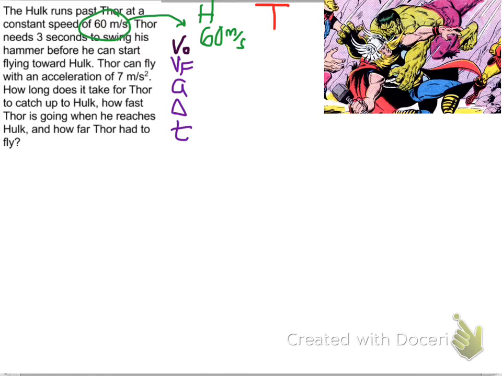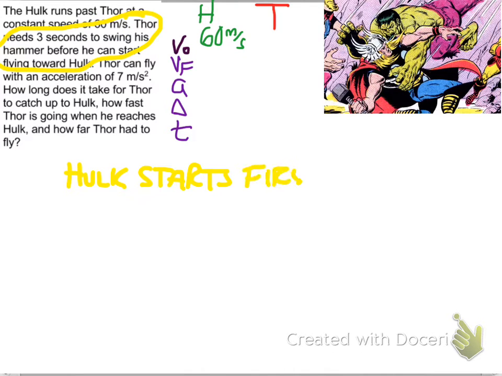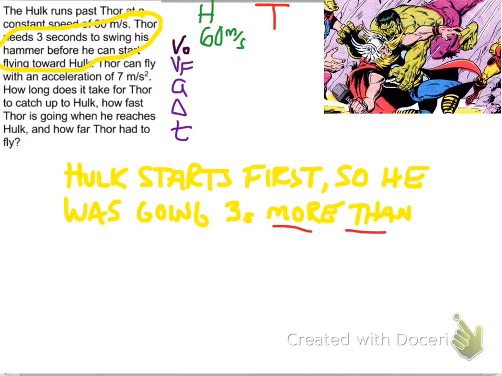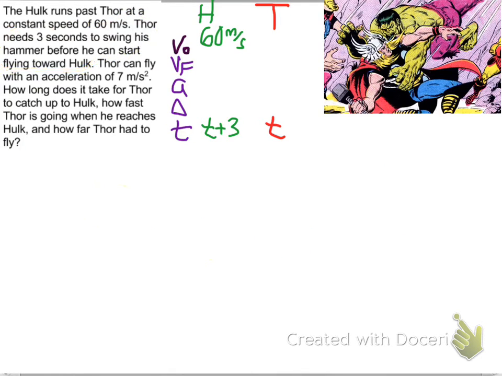It starts with Hawk going 60 meters per second. And it says that Hawk starts first. Thor needs to swing his hammer, so Hawk is going 3 seconds more than Thor. So Thor gets time t, and Hawk gets time t plus 3. I keep looking along and I see that Thor accelerates at 7 meters per second squared.